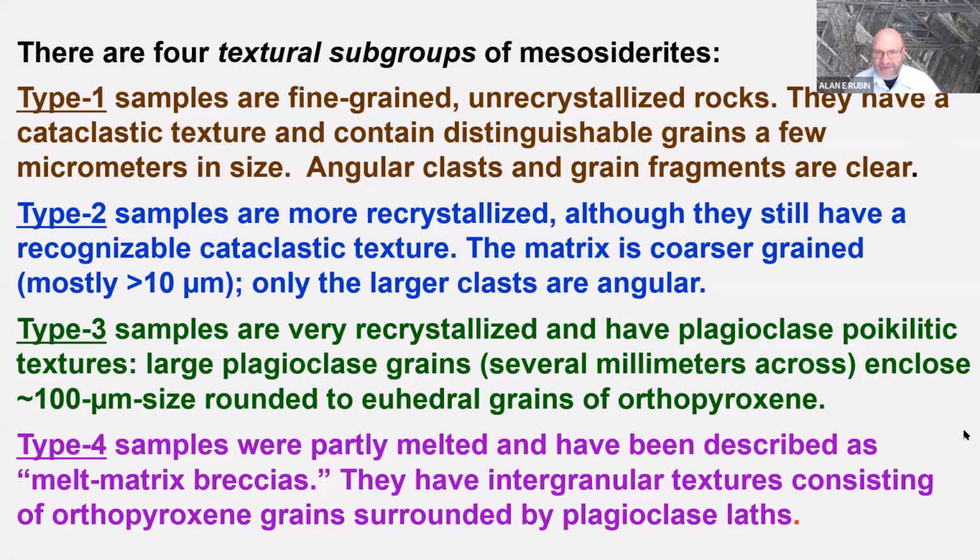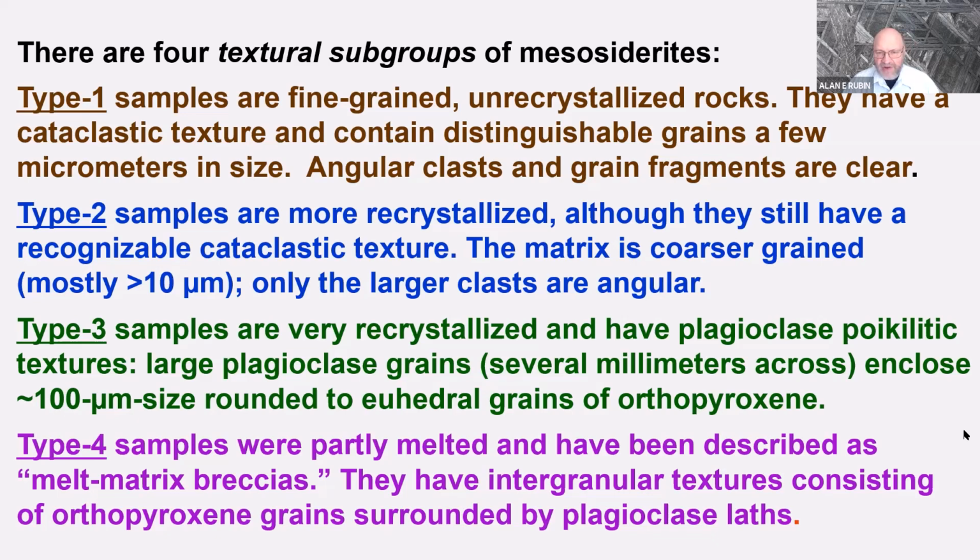Type 2 samples are more recrystallized, although they still have a recognizable cataclastic texture. The matrix is coarser grained, mostly more than 10 microns in size, and only the larger clasts are angular. The smaller clasts have been texturally integrated during heating, annealing, and metamorphism into the matrix.